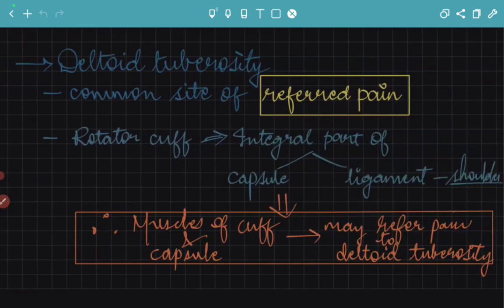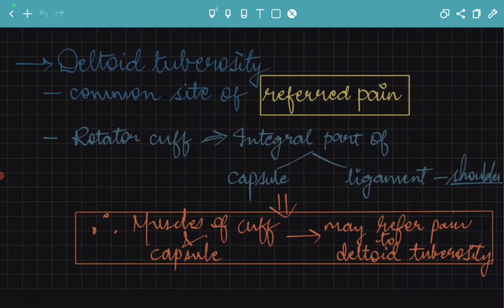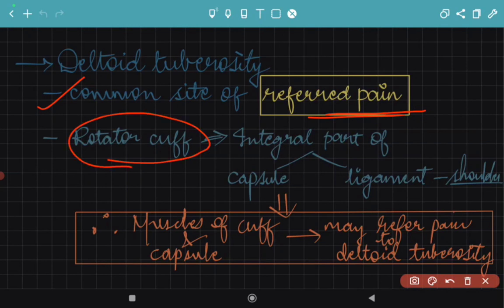Some interesting facts to be noted for the clinical aspect regarding deltoid tuberosity. Deltoid tuberosity is the common site for referred pain because the rotator cuff is the integral part of capsule and ligaments of the shoulder. So, muscles of the rotator cuff as well as the capsule of shoulder may refer pain to this deltoid tuberosity.